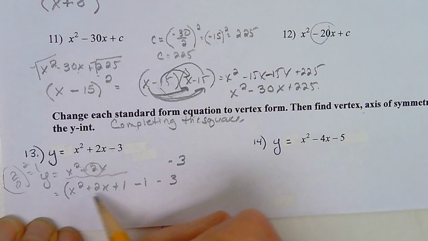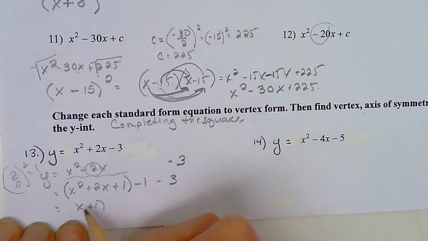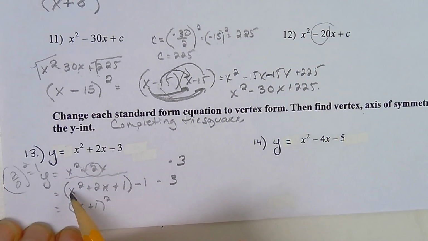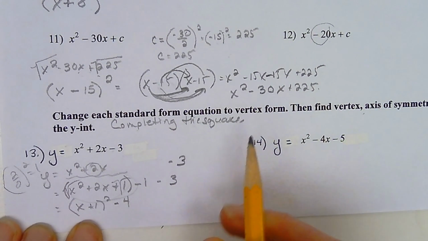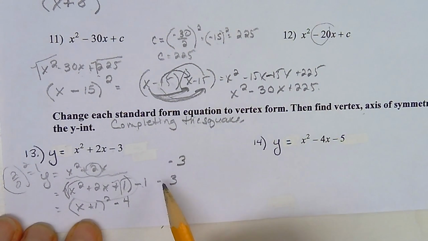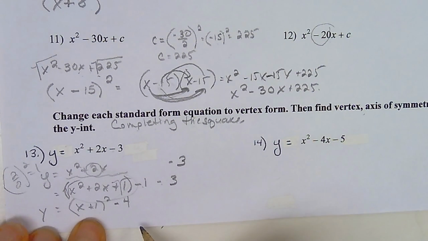So now I can factor this first trinomial, and I get x plus 1 squared. How did I do that? Took the square root of that, took the square root of that, and I have pluses, and so it's x plus 1 squared. So this perfect square trinomial has been factored. Then I have minus 4 on the outside. I just combine negative 1 and negative 3. There is the vertex form. Y equals x plus 1 squared minus 4.